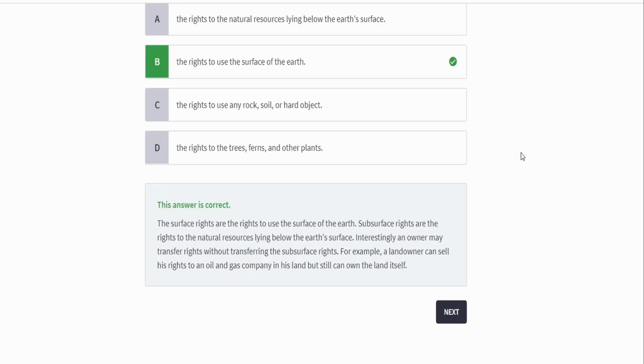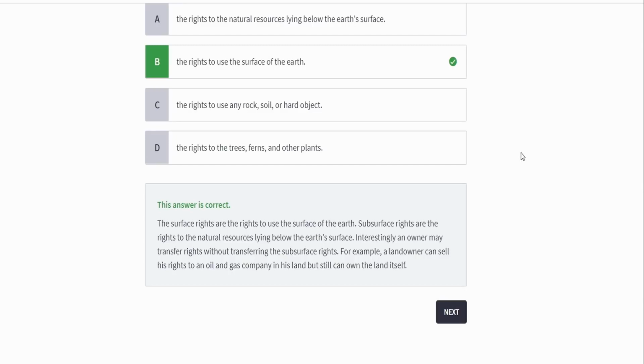But yeah, so subsurface rights we're going to discuss. Well, maybe we will, depending on how this exam pans out. But obviously, subsurface rights, those are those natural resources lying below the Earth's surface. Surface rights are the ones above. Interestingly, and this is a key takeaway, an owner can transfer rights without transferring the subsurface rights. So they can transfer certain rights, whether it be the subsurface or the surface, without transferring vice versa.